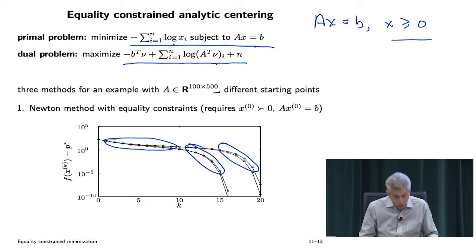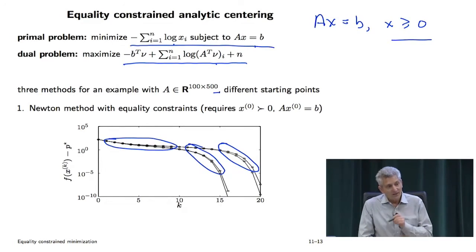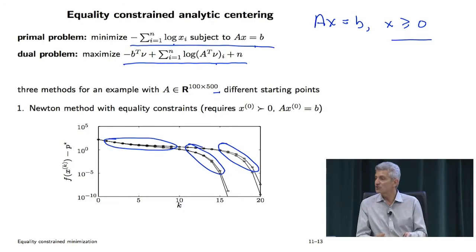Oh, the initialization was interesting. We needed to know a positive vector with Ax equals b. If this is just a general problem, you don't know such a thing, so that would be kind of a pain.